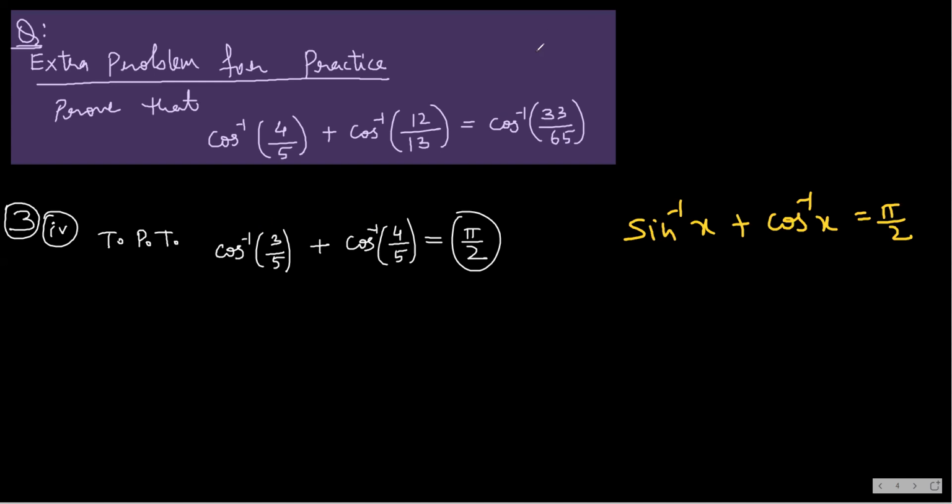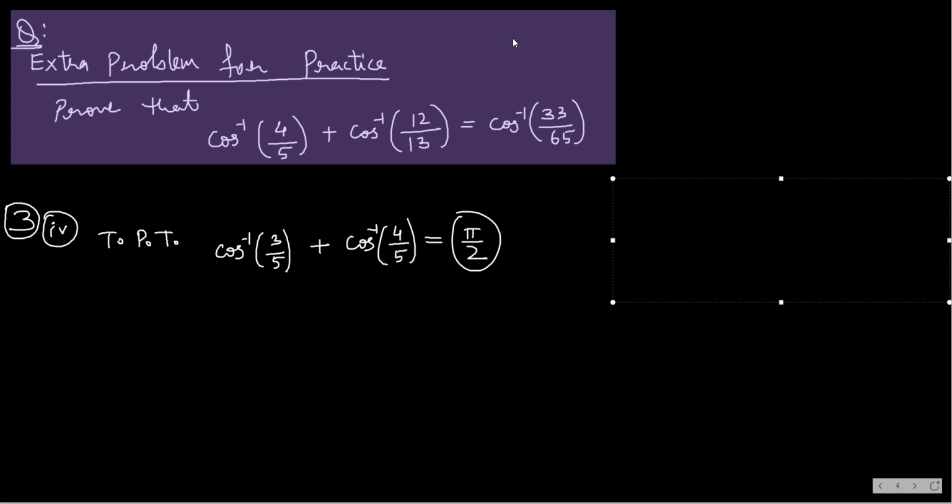So from these two, I shall try to convert any one, maybe this or maybe this, either of them, it depends on you. You will try to convert one of the cos inverses into sine inverse. Any one you will convert into sine inverse. So, how do I begin? I will start with the left hand side.